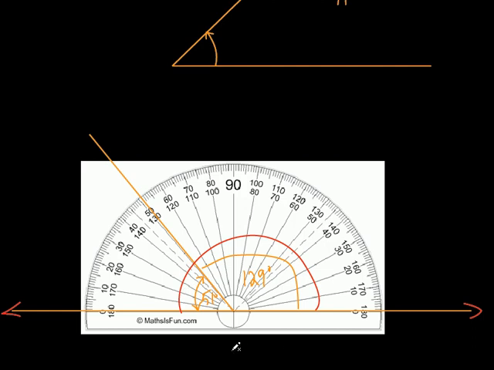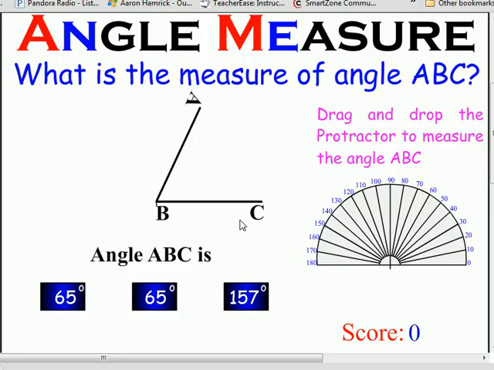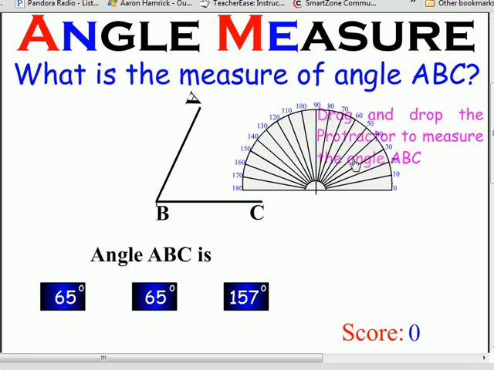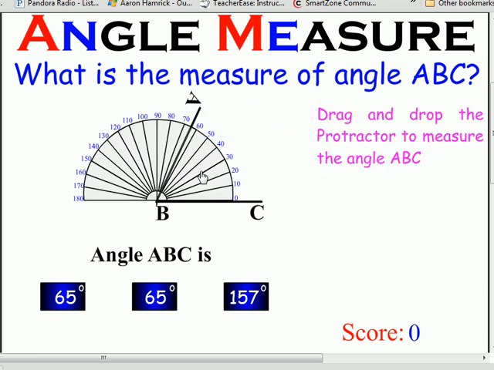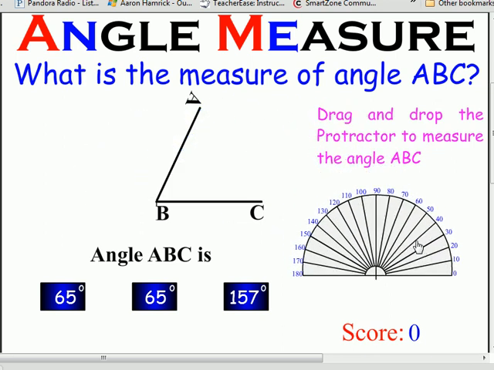I got a little website right here. Let me bring that up just to give us a little practice. Let's give this a shot. I just found this online, and this is kind of cool, where you can actually take the protractor, move it around, and put it right here. But before we do that, let's guess what we think this angle is going to be. So angle ABC. Now they give you two choices for 65, not really sure why, but what do you think this is? Do you think it's 65 or 157?